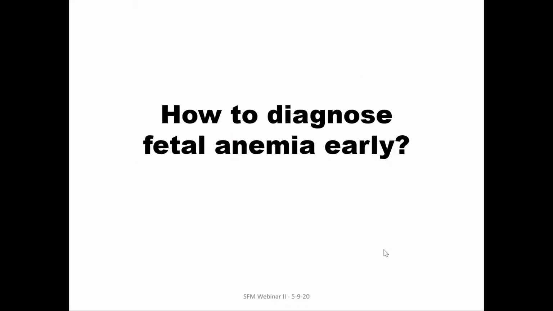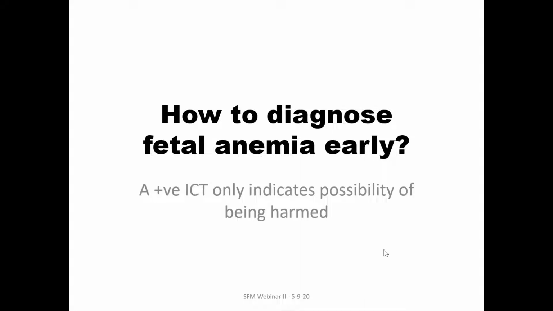So the question is, how do I do that? How do I achieve this? Or in other words, how do I diagnose fetal anemia early in this natural history? We should remember that a positive ICT will not tell you this. A positive ICT only indicates that because there are antibodies in this mother's circulation, there is every possibility of this fetus being harmed. What a positive ICT will not tell you is the extent of fetal harm that is likely to occur.